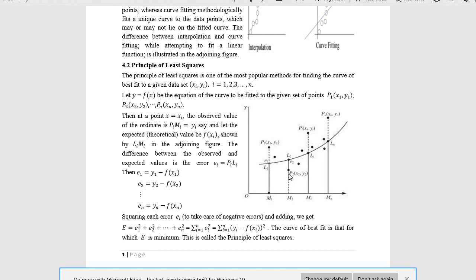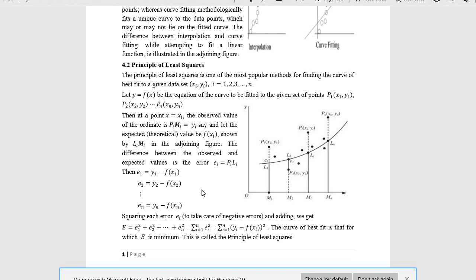Error may be positive or negative, but the square of the error is always positive. That is, error is given by observed value minus expected value. What is the observed value? The data given. Expected value means what? The value supposed to lie on the associated curve is called the expected value. The difference between them is called the error: E1, E2, and so on, up to En. The point may lie above, the point may lie below. We don't know, it depends upon the curve nature.